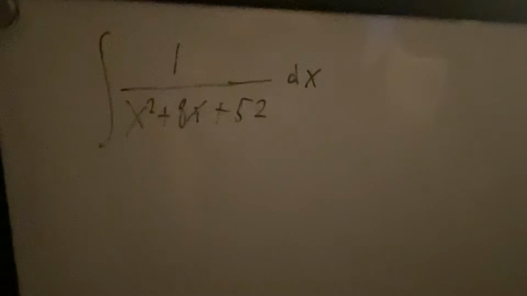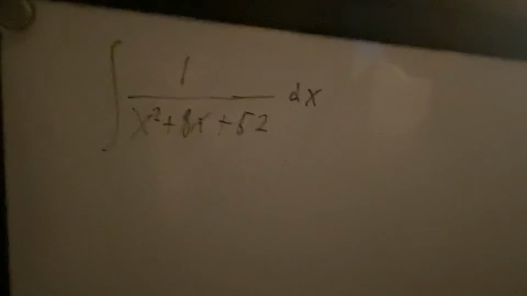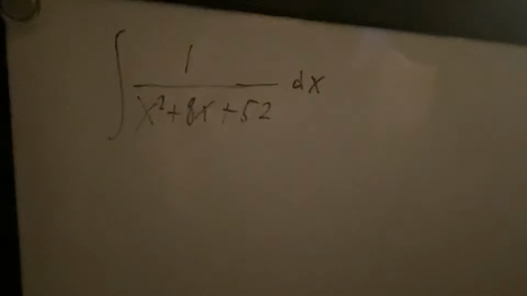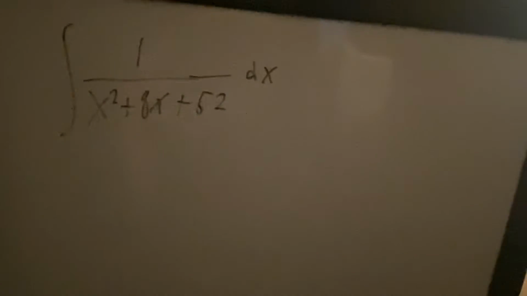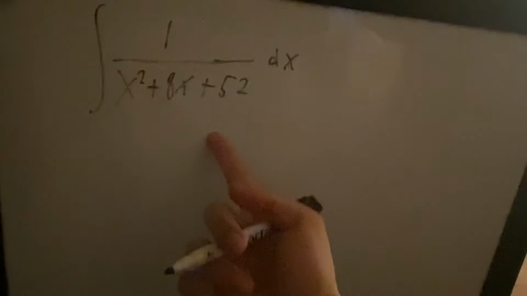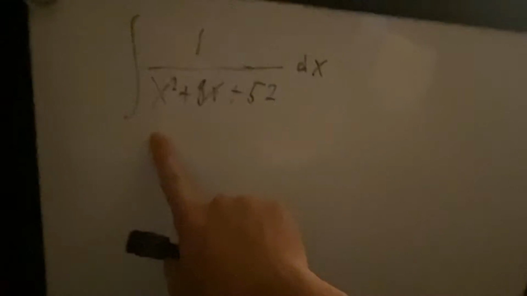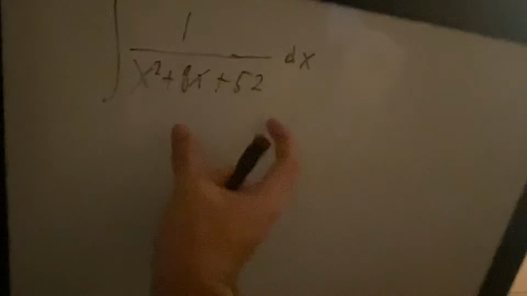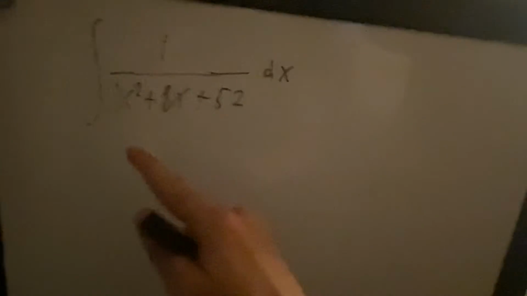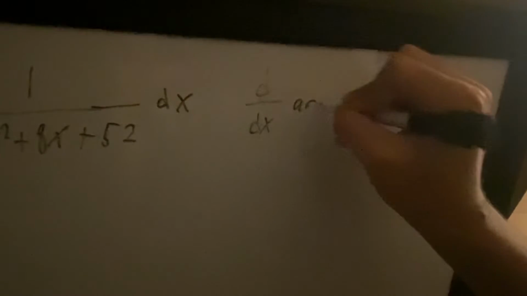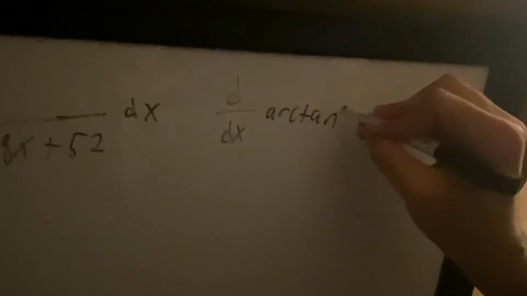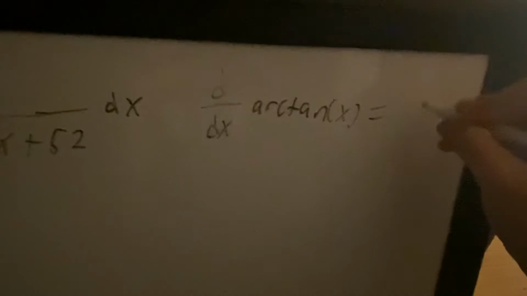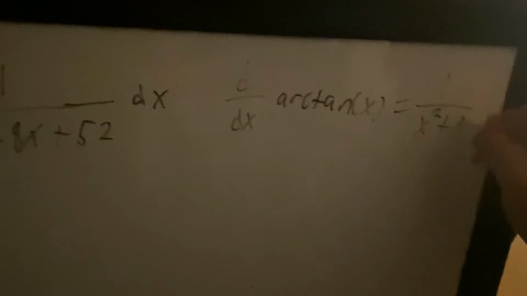The first thing we should note here is that this integral is obviously not going to be the most trivial thing to solve. And whenever we have 1 over something, especially when we have 1 over an x squared of some sort, we always want to be on the lookout for our trig functions. One thing we should recall is that the derivative of arctan of x is equal to 1 over x squared plus 1.